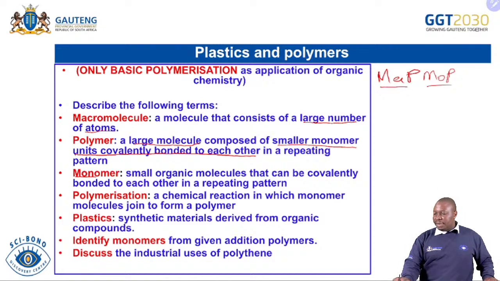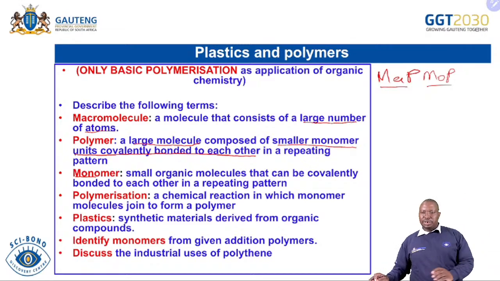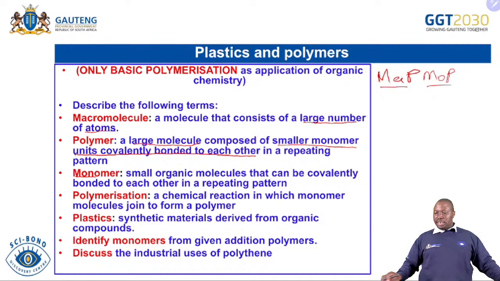Polymerization is a chemical reaction in which monomer molecules join to form a polymer. So polymerization, we are joining the monomers to form a polymer. You have to remember that: a chemical reaction in which monomer molecules join to form a polymer. That is as well an exam question.